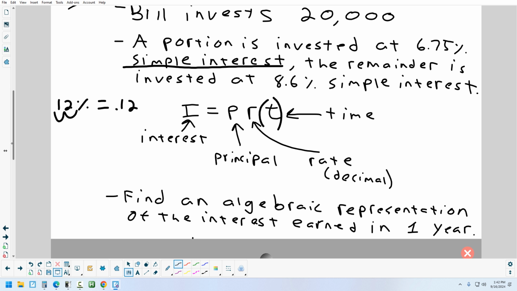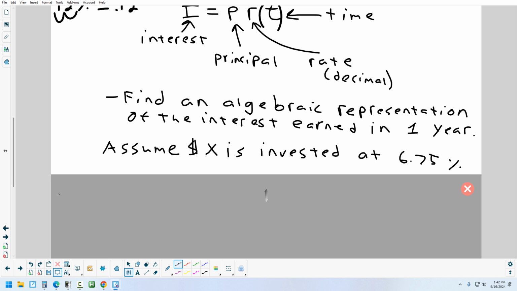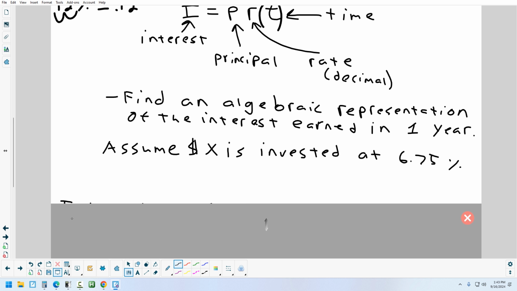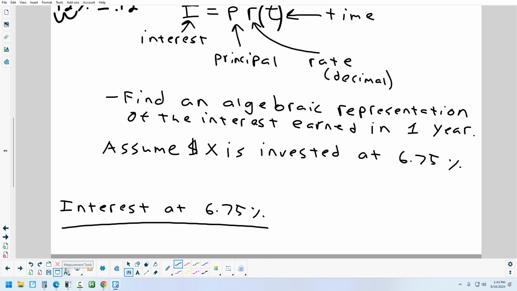Okay, how many different investments does Bill have to pick from in this problem? There's 2. So let's say that Bill invests X dollars at 6.75%. I don't know how much he's going to put in that investment. Let's say he takes X amount of dollars and puts it in the 6 3/4% investment. Let's figure out how much interest he would make. And again, there'll be a variable in the formula because the amount of money he's putting in is a variable. We don't know it. But let's see how much interest he would make.